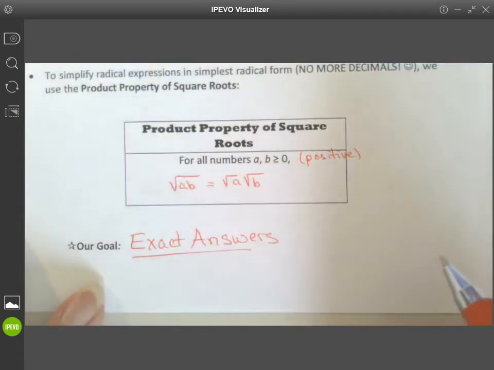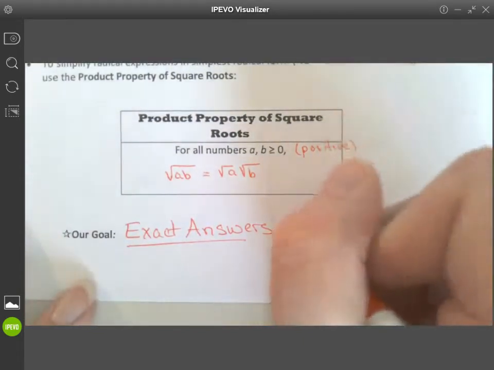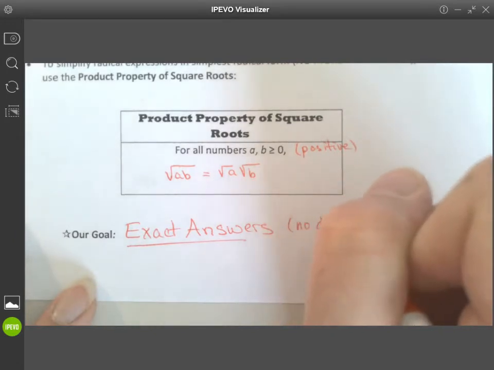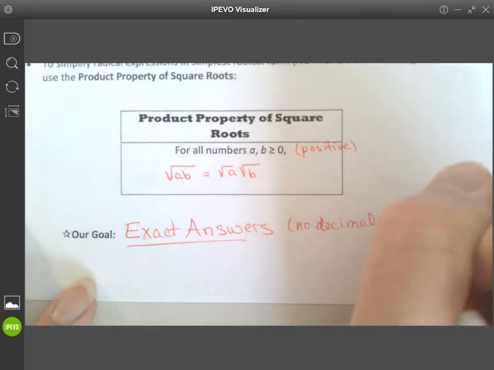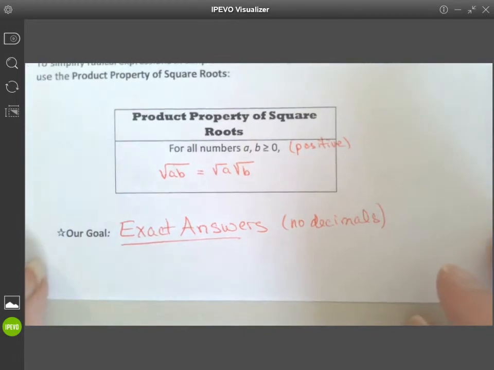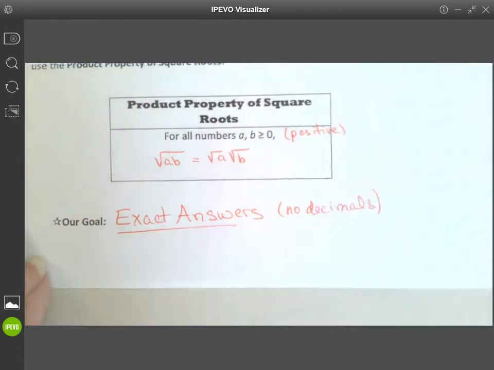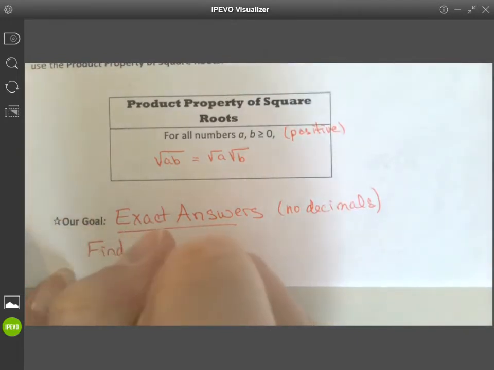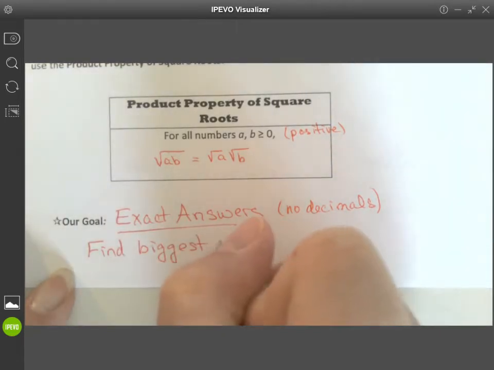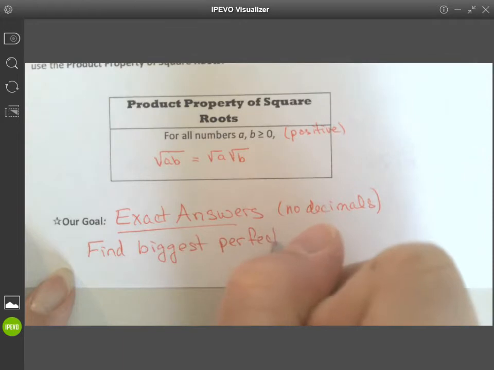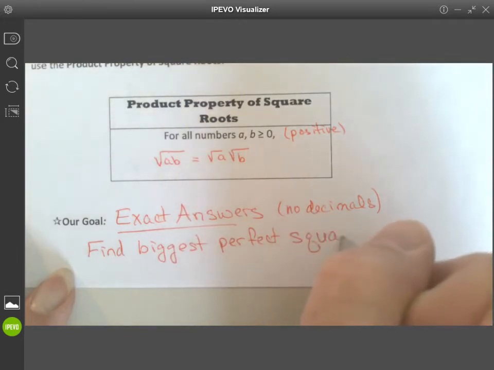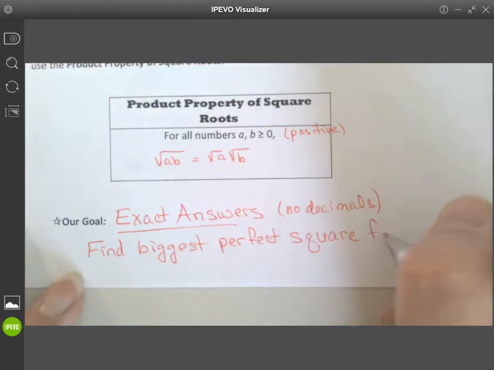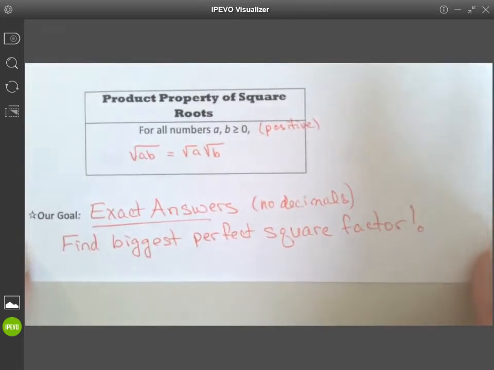Our goal is to keep exact answers. So no decimals. I say that, and then someone's going to come to me with their worksheet, and I'm going to give it right back. No decimals. We're not putting it in the calculator and just getting a decimal. So we want to find the biggest perfect square to break it down. Find the biggest perfect square. I'm going to add to that. We're finding the biggest perfect square factor. All right, so take a second, get that written down.